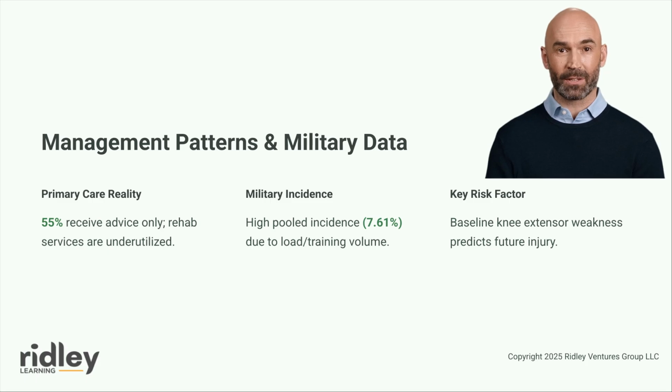The military context also provides insight into risk factors that may generalize to civilian athletic populations engaging in similar high-volume, high-intensity activities. The meta-analysis identified knee extensor weakness as a significant risk factor for developing patellofemoral pain in military recruits, with weaker quadriceps strength at baseline predicting subsequent injury. This finding has important implications for pre-participation screening and preventive strengthening programs in both military and athletic settings. Additionally, shorter activity restrictions following initial injury were associated with better long-term outcomes, challenging traditional approaches that emphasize prolonged rest.